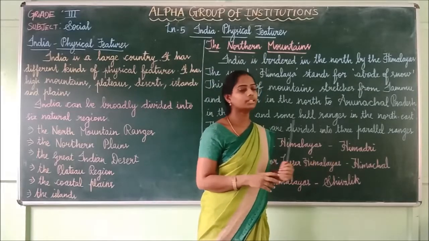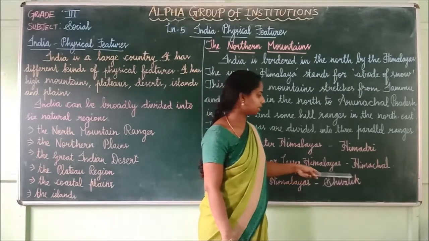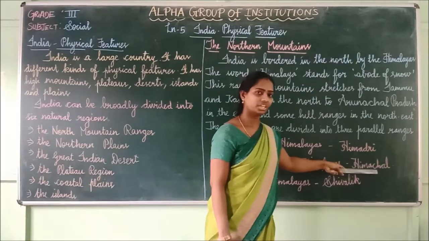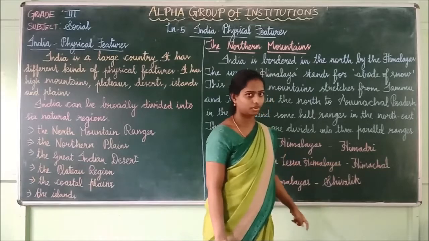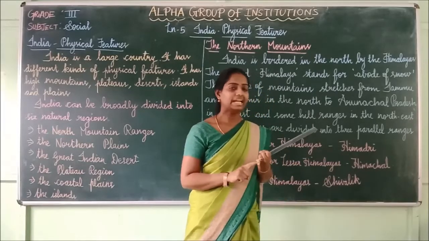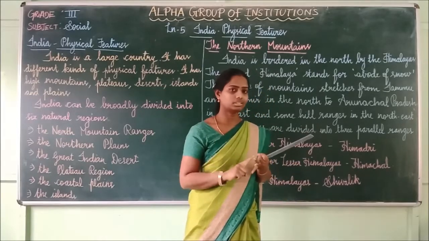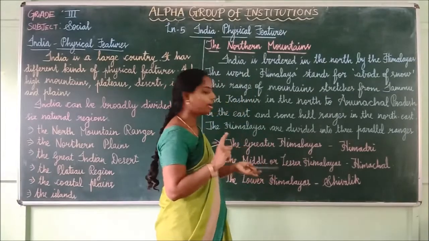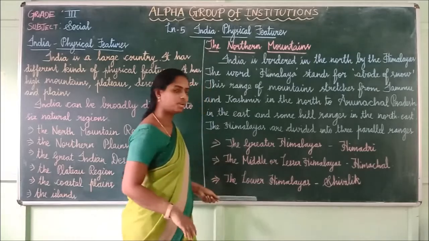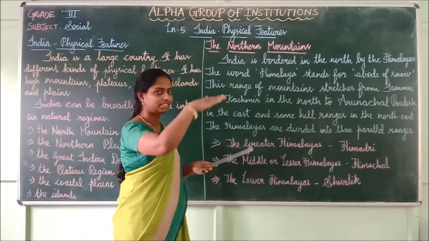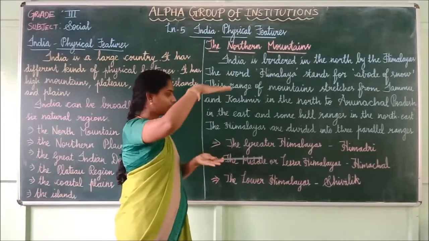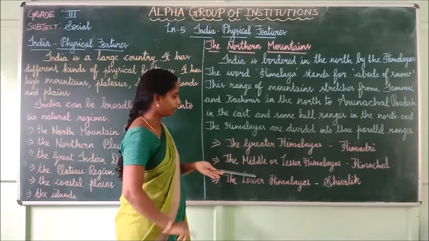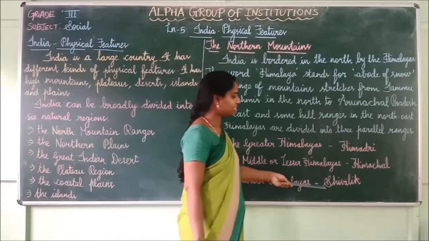What is the spelling of Himachal? H-I-M-A-C-H-A-L. Himachal. Okay, children, what is the first one? Himadri, the greater Himalayas. And the second one is Himachal, the middle or lesser Himalayas. The next one is the lower Himalayas. First they said three parallel ranges: the first is greater, then middle, and then the lowest. The lower Himalayas are named Shivalik.